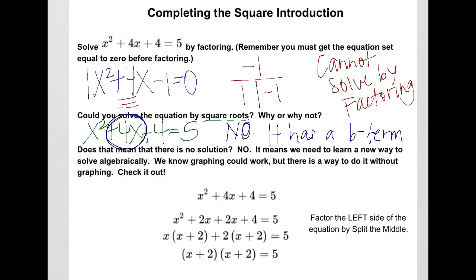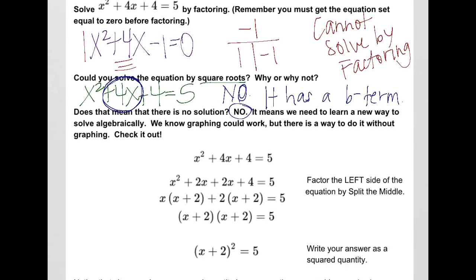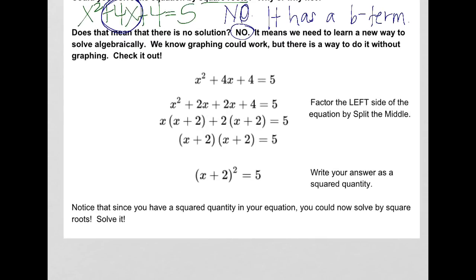So does this mean that there's no solution? No, it doesn't mean that there's no solution. It just means that both factoring and square roots didn't work. We could graph it, but I want to see another algebraic way to go through and actually solve this. And that's where the term complete the square is going to come into play. And so I want you to just look through this example that I have on your notes.